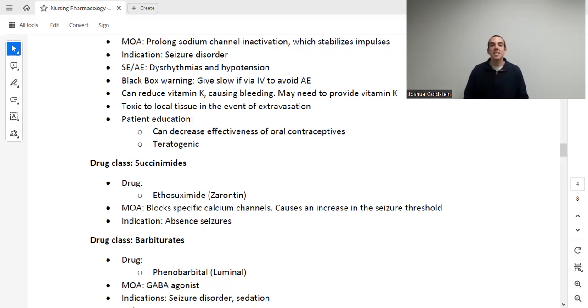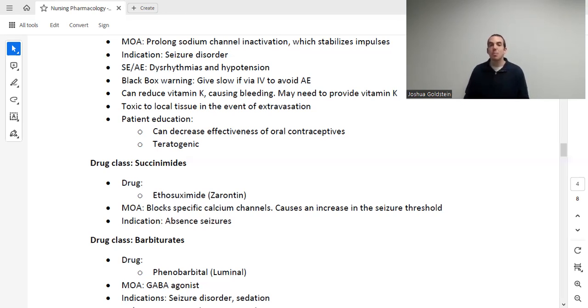This medication is toxic to the local tissue in the event of extravasation. So we've seen this a few times already, where a medication, if it leaks into the local tissue instead of going IV into the vein, if it starts to go into the tissue, it can cause a problem. This is another example of one of those medications that causes the problem. Patient education on this is that it can decrease the effectiveness of your oral contraceptives. On the flip side, it's also teratogenic, toxic to a pregnancy. So that's a bad thing.